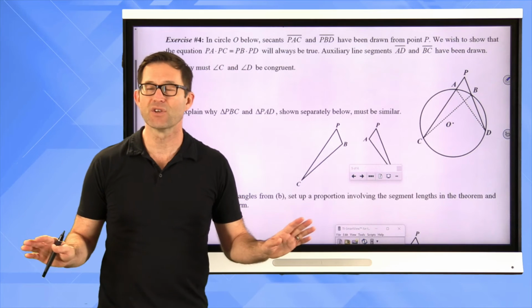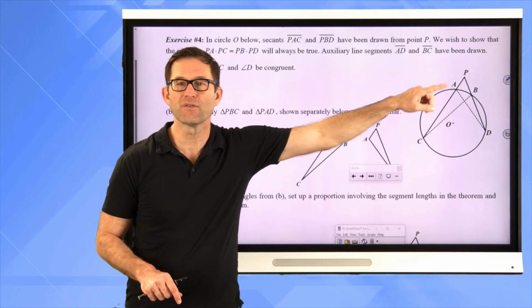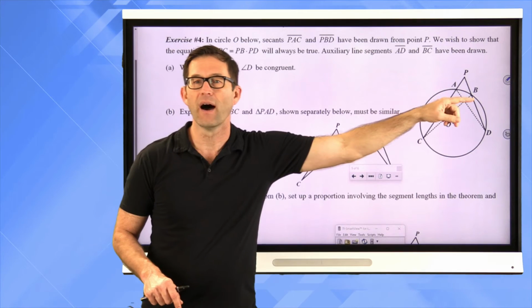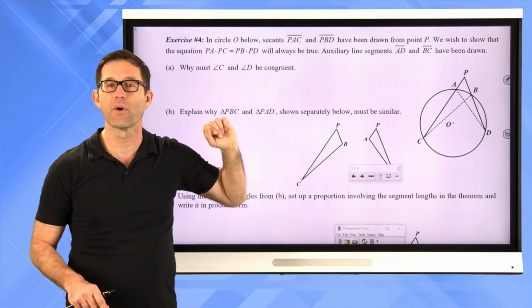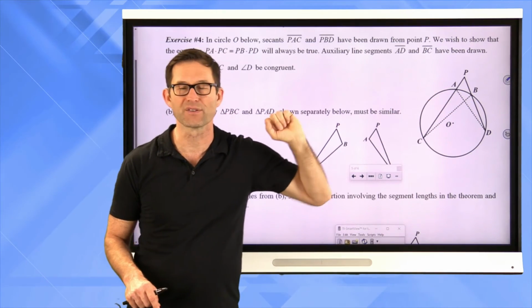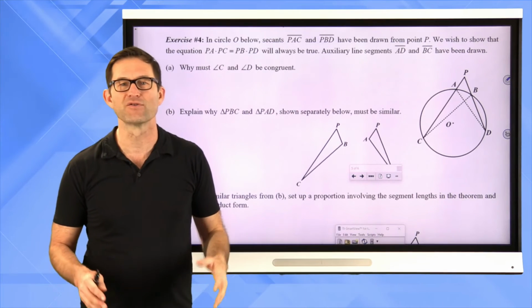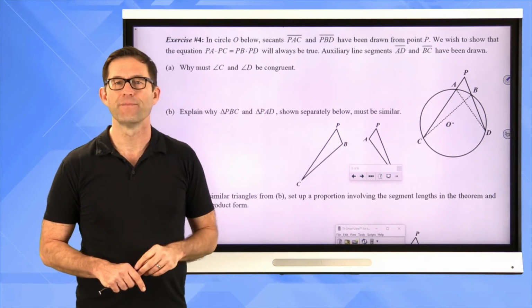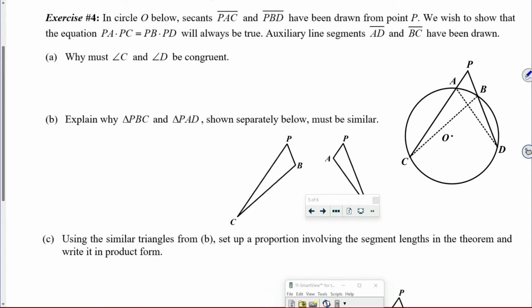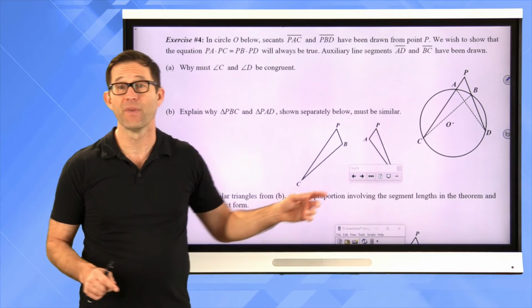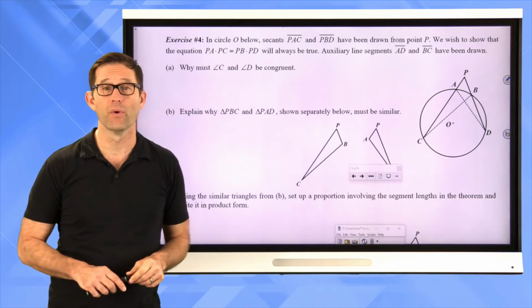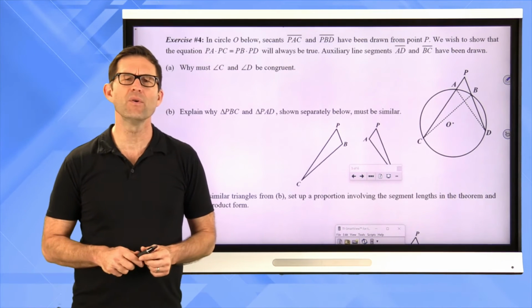Auxiliary line segments AD and BC have been drawn, and they're the ones that are dashed. All right, so I've got two secants drawn from an exterior point. I've got my auxiliary lines thrown in there so that I can get some triangles going. Notice how much involves triangles when it comes to circles. So letter A. Why must angle C and angle D be congruent? So I claim that that angle and that angle have to be congruent. Pause the video now and see if you can figure out why.